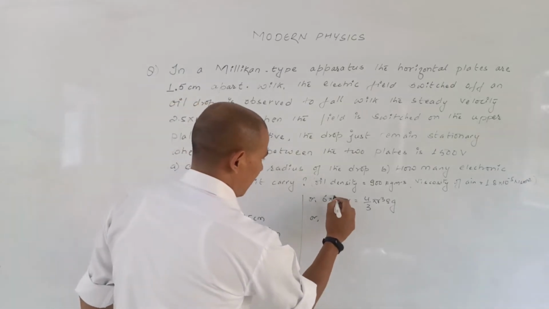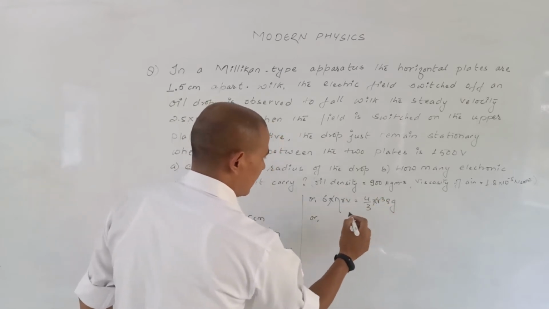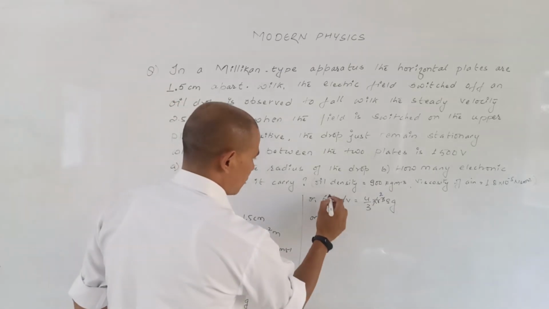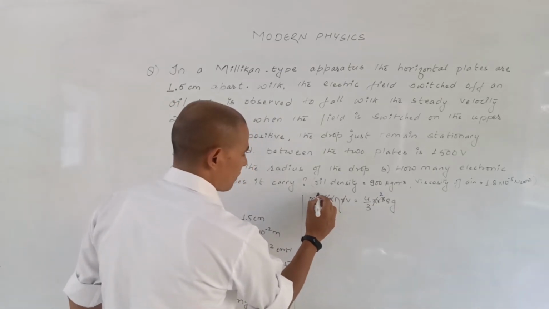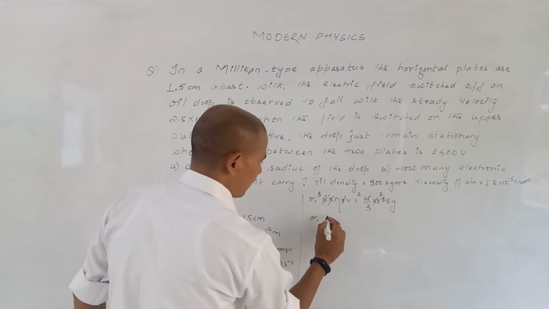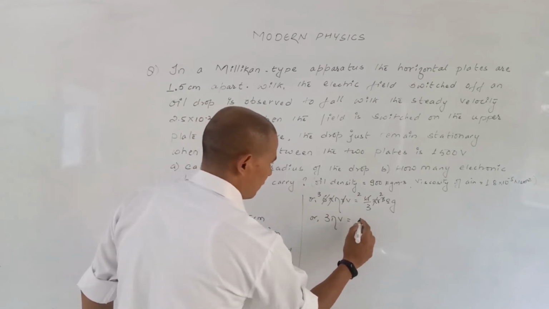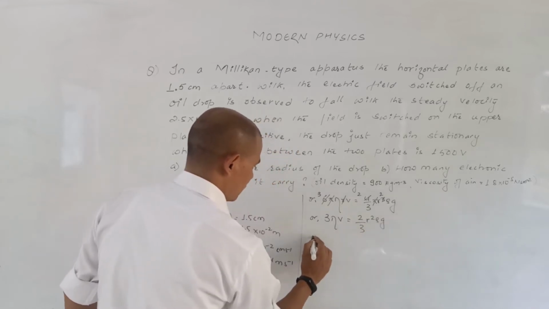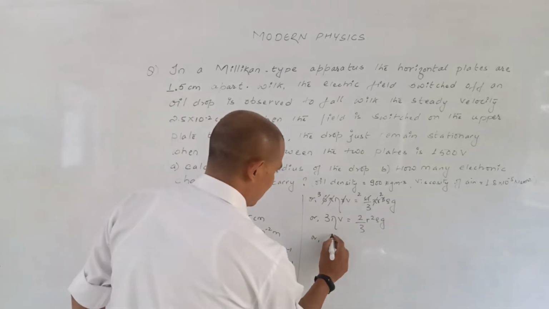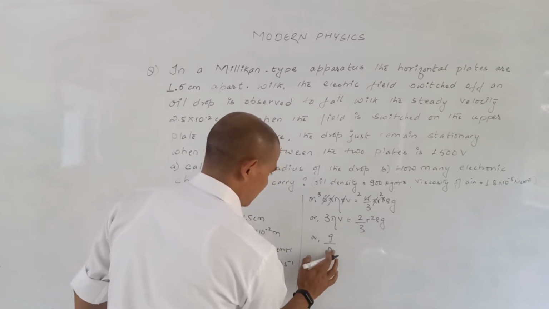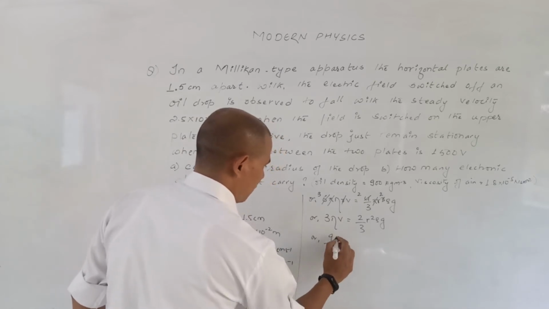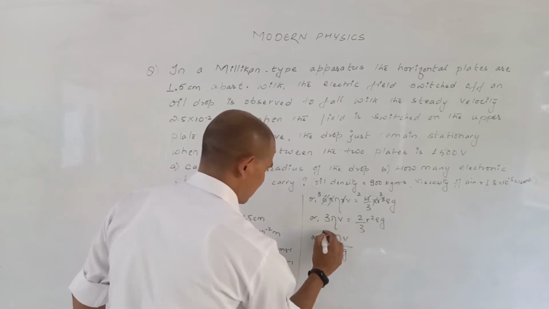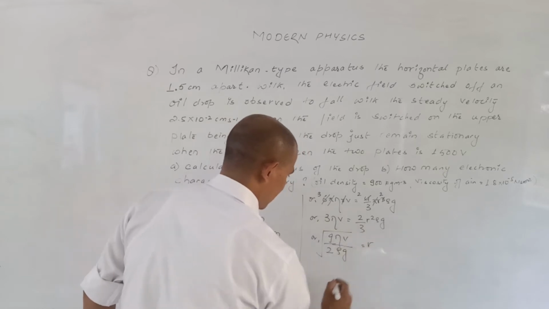So pi gets cancelled, one r also gets cancelled, and 2 3s are 2 2s are. Our final equation will be 3 eta v equals 2 by 3 r square rho g, or r square equals 9 by 2 eta v by rho g, so in terms of the square of the radius.